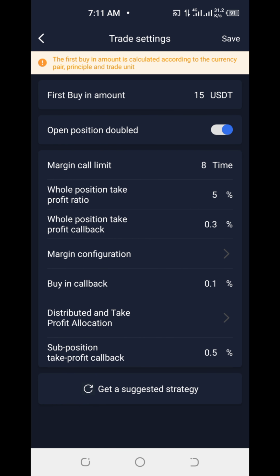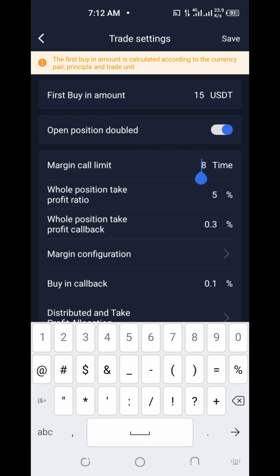Click on trade settings. Here you can see my first buying amount is 15 USDT. It means that anytime I'm buying, it's going to be in multiples of 15 USDT. So then my margin call limit is 8 times. Let me just change this to 4 times for the benefit of this tutorial. 4 times. All right, so there we have it.